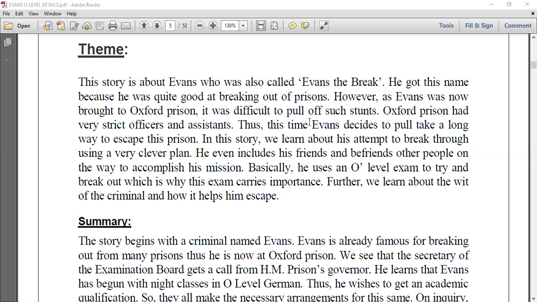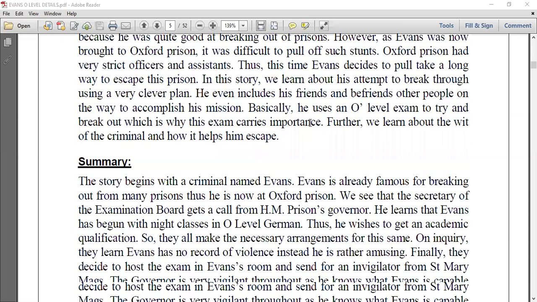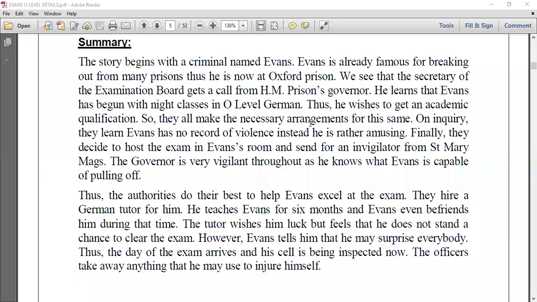Now we can also go through the summary. The story begins with a criminal named Evans. Evans is already famous for breaking out from many prisons, and he is now at Oxford prison. We see that the secretary of the examination board gets a call from the HM prison's governor. Before entering into the lesson, you are also given an introduction like this.